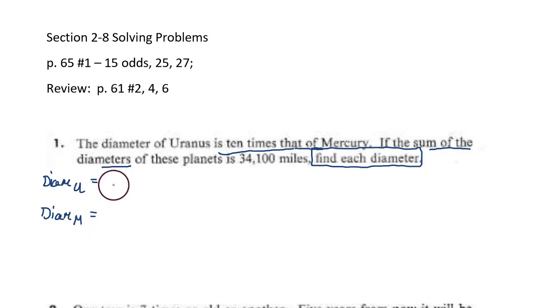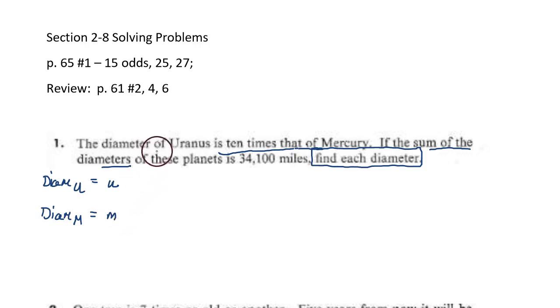I'm going to choose a variable to represent the unknown diameter of Uranus. How about the letter U? In my problem-solving plan, the variable U will represent the diameter of Uranus. For the diameter of Mercury, I'm going to choose the letter M. Once I've selected variables to represent the unknowns, I go back and read the paragraph again, paying attention to the facts and clues that I've underlined.